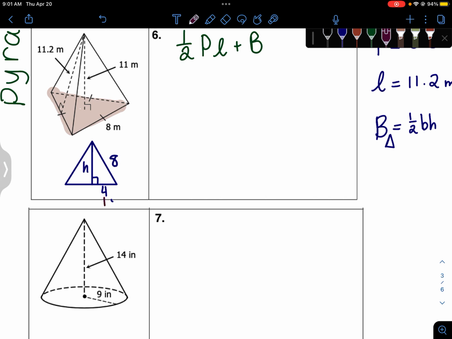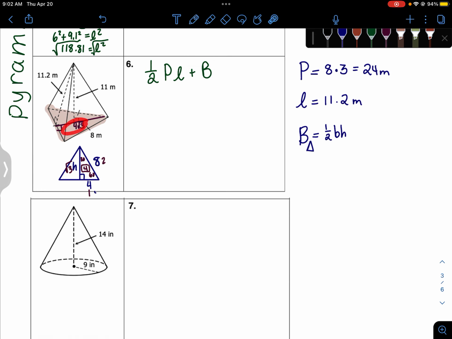Our rules for 30, 60, 90 are 1, 2, and radical 3. If I take my 4 and divide it by 1, I get 4 for my box. If I take 4 inside the box and multiply it times the rule on the side that I need, 4 times radical 3, we find that the height of our base is 4 radical 3. And so I'm going to use 4 radical 3 whenever I find the area of my base, because it's the height.